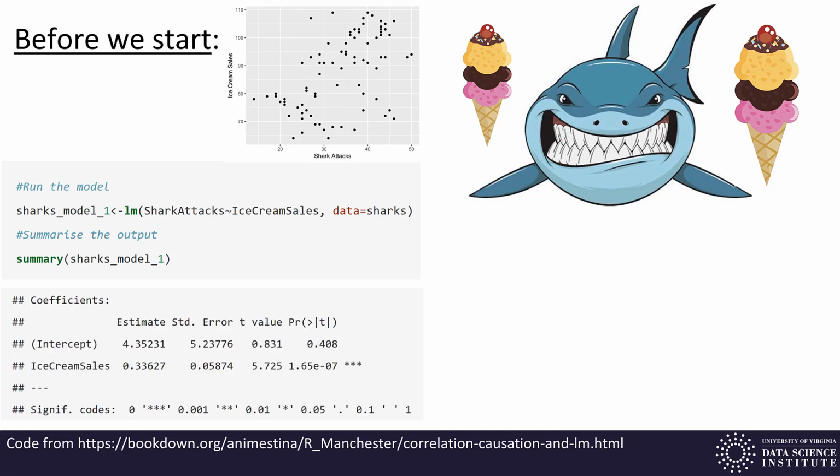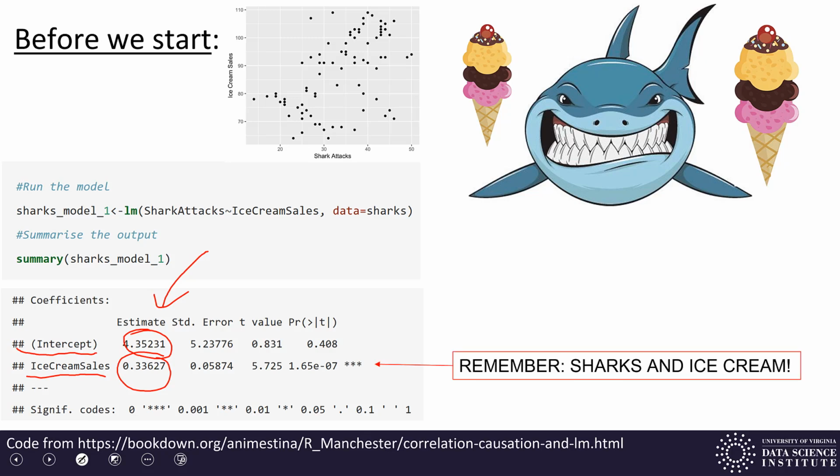You'll notice we have estimated coefficients. Here's our standard output. There are estimated coefficients in that column. And in this row, we have the intercept, and in the second row, we have ice cream sales. So the coefficient for ice cream sales is 0.33. The coefficient for the intercept is 4.35. That sounds like ice cream sales might be a significant variable. And when we look here, the p-value for the coefficient is 1.65 times 10 to the negative 7th.